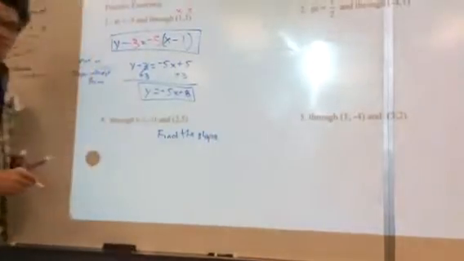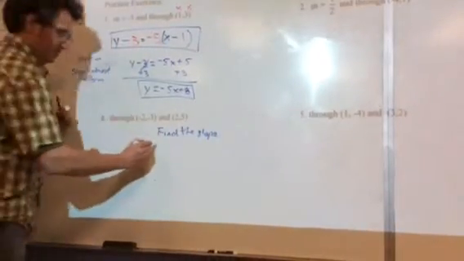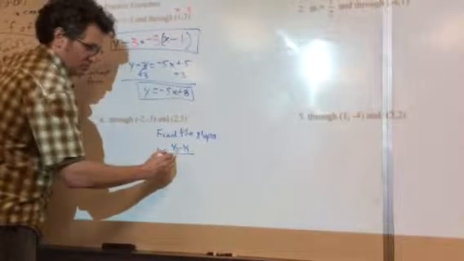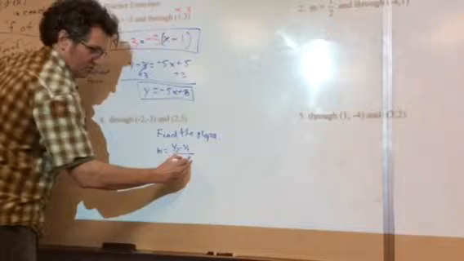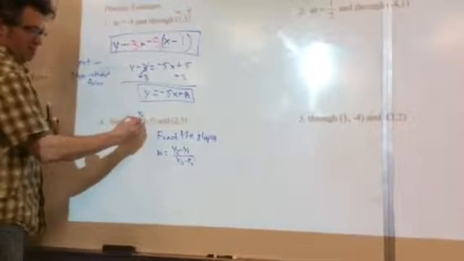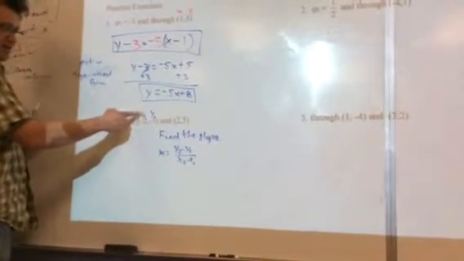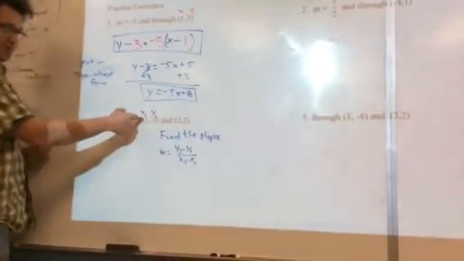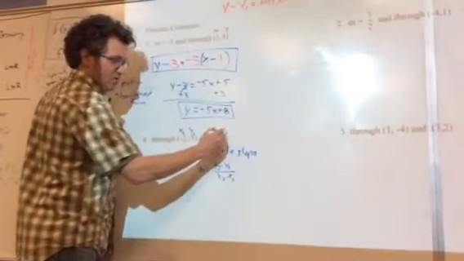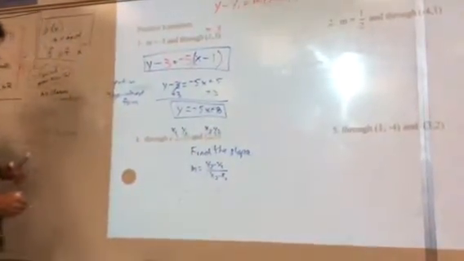Find the slope. Now this is where we can use the slope formula, and this is m equals y sub 2 minus y sub 1 over x sub 2 minus x sub 1. So I'm going to just label this my x1 and my y1. Again, that means x from the first point, y from the first point, x from the second point, y from the second point.